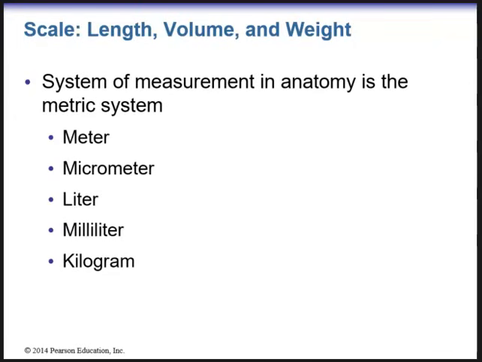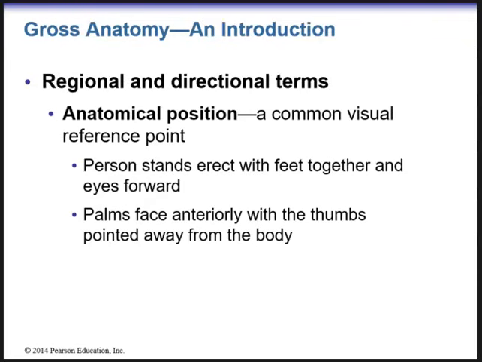So just a quick overview with regards to measurements. We use the metric system to measure length, volume, and weight. The system of measurement in anatomy, of course, is the metric system. We go by meters and micrometers for length, and then for volume, we have liters and milliliters, and for weight, we use kilograms and grams. And that's about it for the metric system for now.